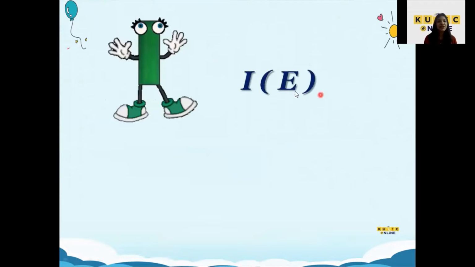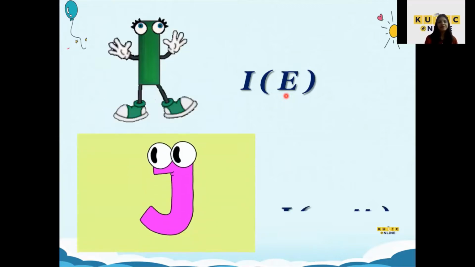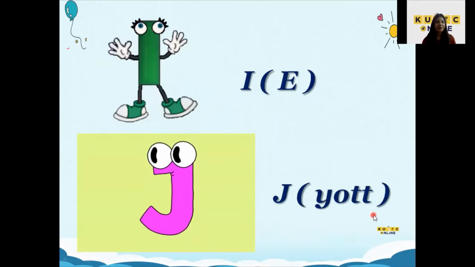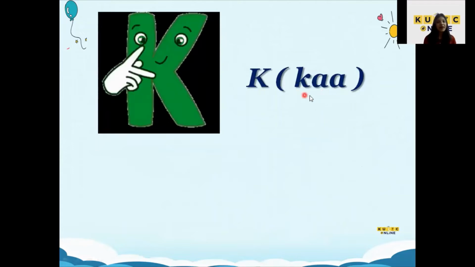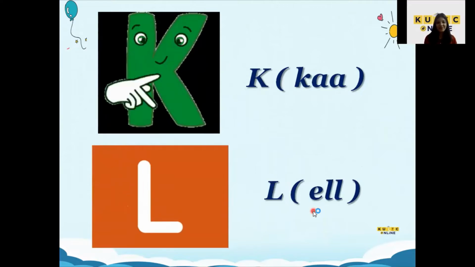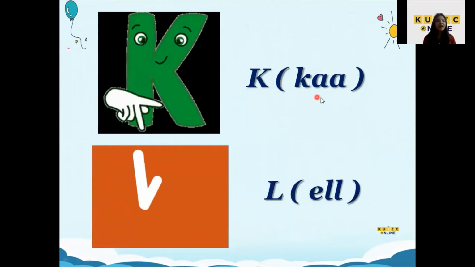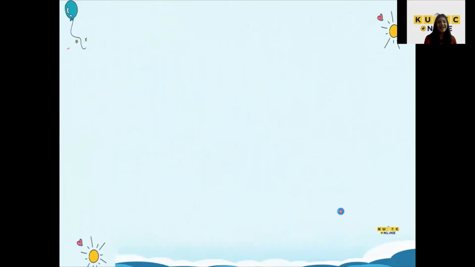Good. The next letter, we say E. I know it's a bit confusing, but the English letter I in German is pronounced like the English letter E. The pronunciation is E. The next letter, yacht. The next, Ka, just like in English pronunciation. L. Once again. Ka. L. Good.